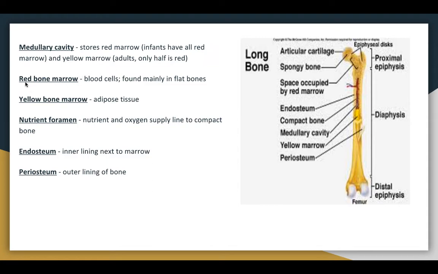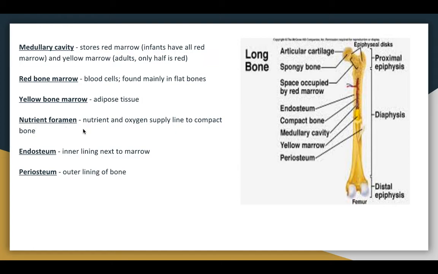On to the different types of marrow. Red bone marrow is where your blood cells are made, and it's mainly found in your flat bones. All right. And your yellow bone marrow, as we see up here, as we grow and we develop, adults have half of their bone marrow is yellow, and this is fat tissue. This is adipose tissue where energy can be stored inside of the bones.